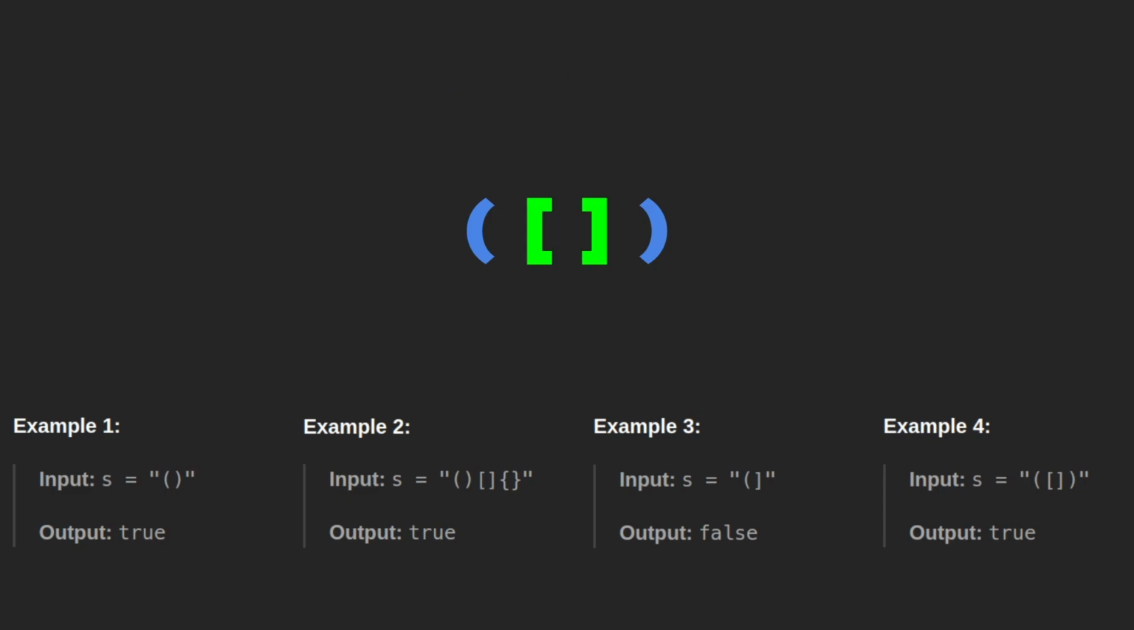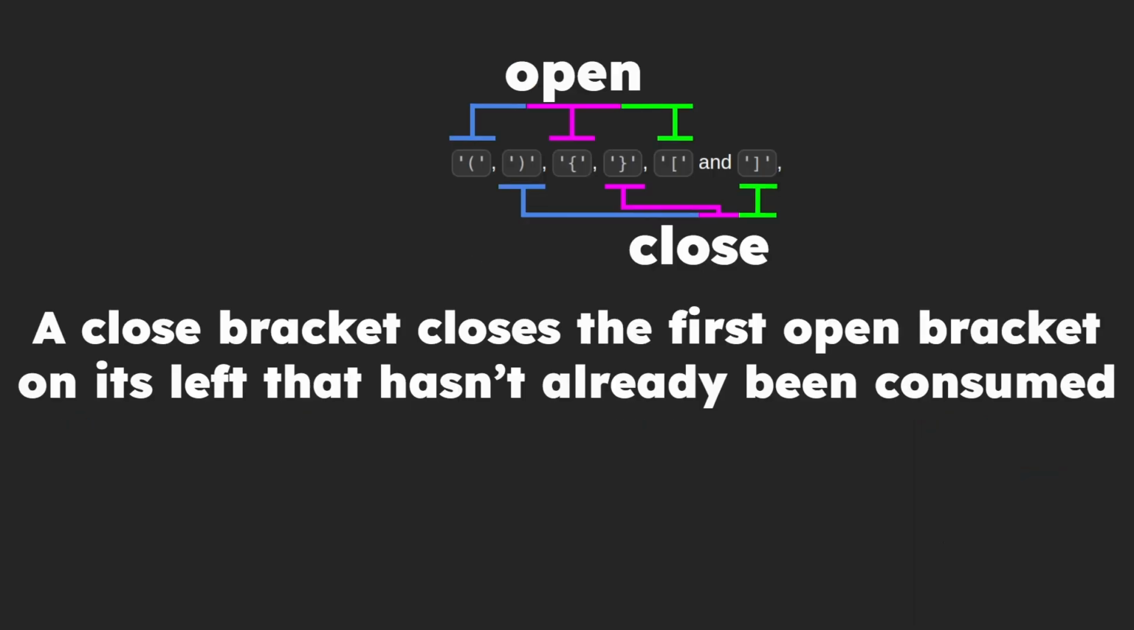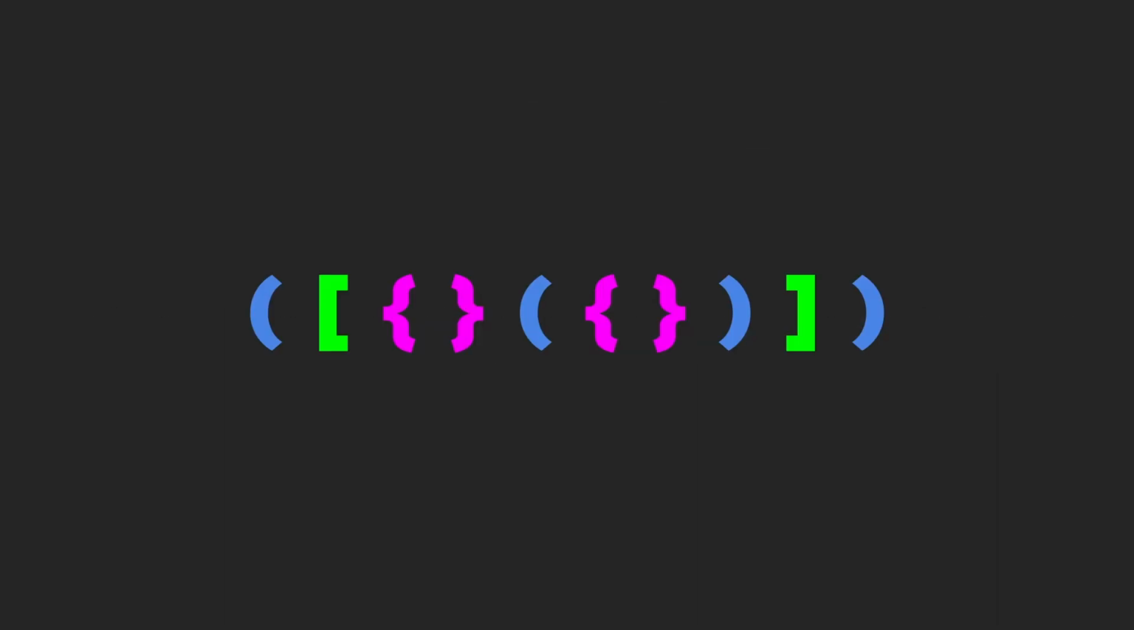In this situation, we start by looking at the first closing bracket, then we look on its left for the first open bracket. Here, because they are matching, we consume both of them. Then we look at the closed parenthesis, and we look on its left for the first open bracket that hasn't already been consumed. Understanding this is the key to solve this problem. So, let me say that again. A closed bracket closes the first open bracket on its left that hasn't already been consumed, or closed if you prefer. So now let's use our new knowledge with this example.